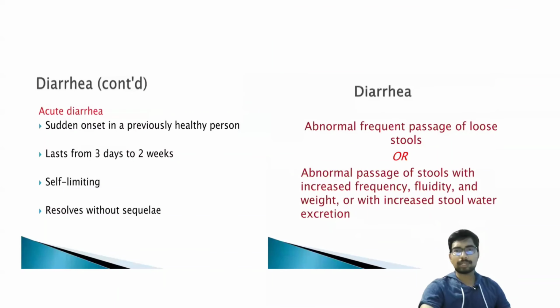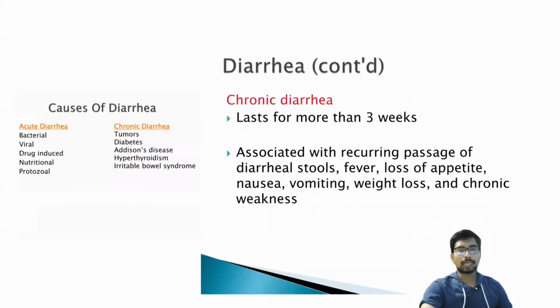Diarrhea is abnormal frequent passage of loose stools, or abnormal passage of stools with increased frequency, fluidity and weight, and with increased stool water excretion. Acute diarrhea has sudden onset in a previously healthy person, lasts 3 days to 2 weeks, is self-limiting and resolves without any sequelae. Chronic diarrhea lasts for more than 3 weeks, associated with recurrent passage of diarrheal stools, fever, loss of appetite, nausea, vomiting, weight loss, and chronic weakness.